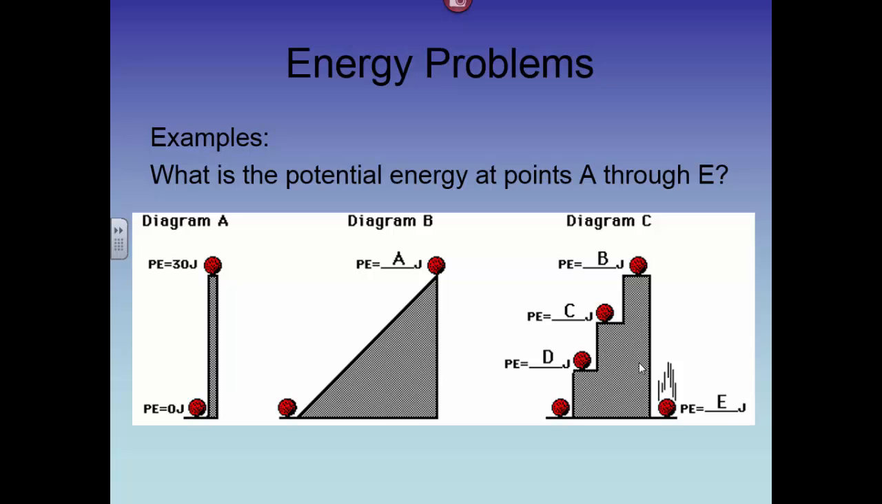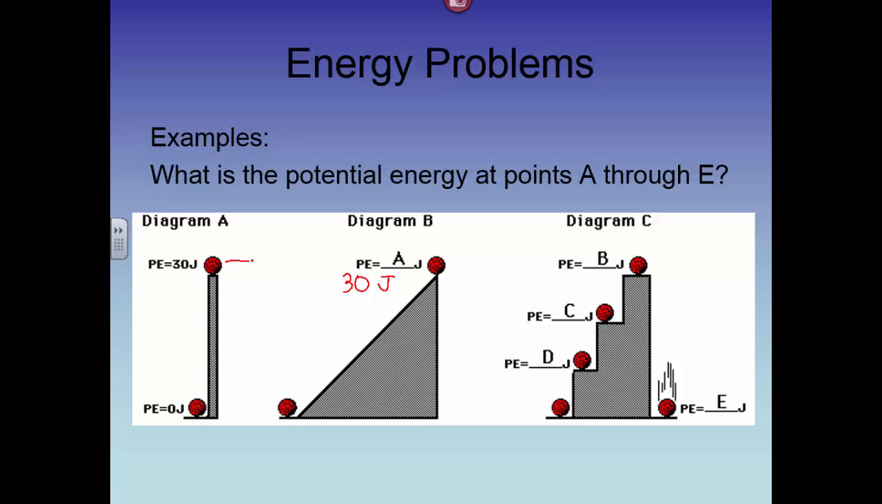The first one says, you have a ball at the bottom on the ground, and then you have a sphere up here on top, on a wall maybe it looks like. What is the potential energy at point A? Well, on top of the wall, it's the same height as on top of this triangle. Here's point A on top of the triangle. And if it's got 30 joules of potential energy on top of the wall, and that's the same height as point A, then point A would also be 30 joules.